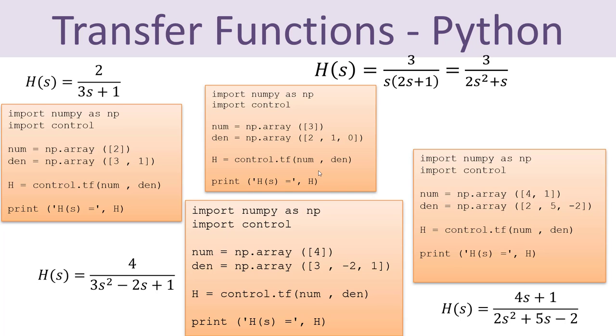Here you see some of the same transfer functions and how we can implement them in Python. I will provide more details regarding the Python program later, but typically you need to define the numerator and the denominator and put them into a NumPy array, and then you use one of the built-in functions either in the control library or in the SciPy library, and both have functions for defining a transfer function. In the control library, the function is named TF for transfer function, and the inputs to this function are the numerator and the denominator. So basically, this is how you define a transfer function in Python.